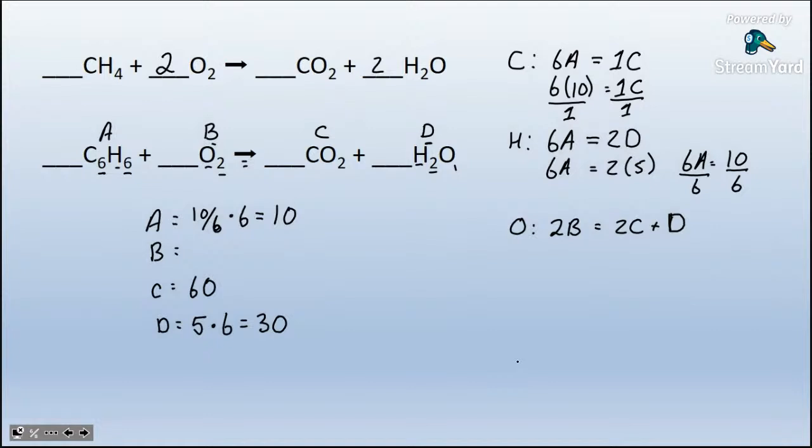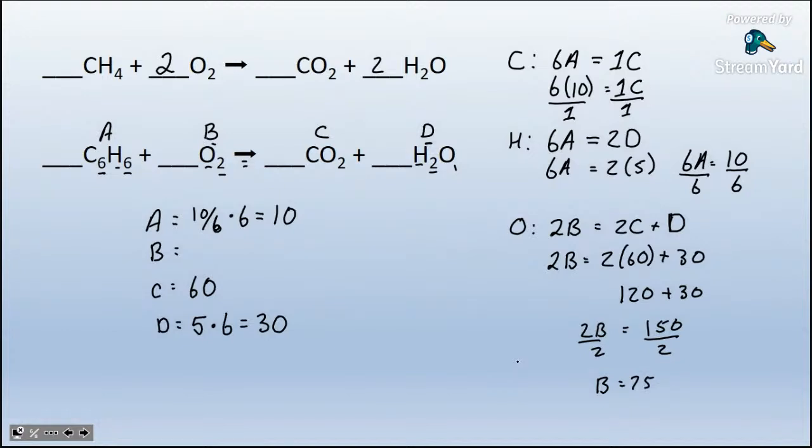Now I know those. 2 times B equals 2 times C, where C is 60, plus D, where D is 30. So 2 times 60 is 120 plus 30. So I have 150 equals 2B. And whenever you do the math of 150 divided by 2, what do you get? You get 75. So B would equal 75.